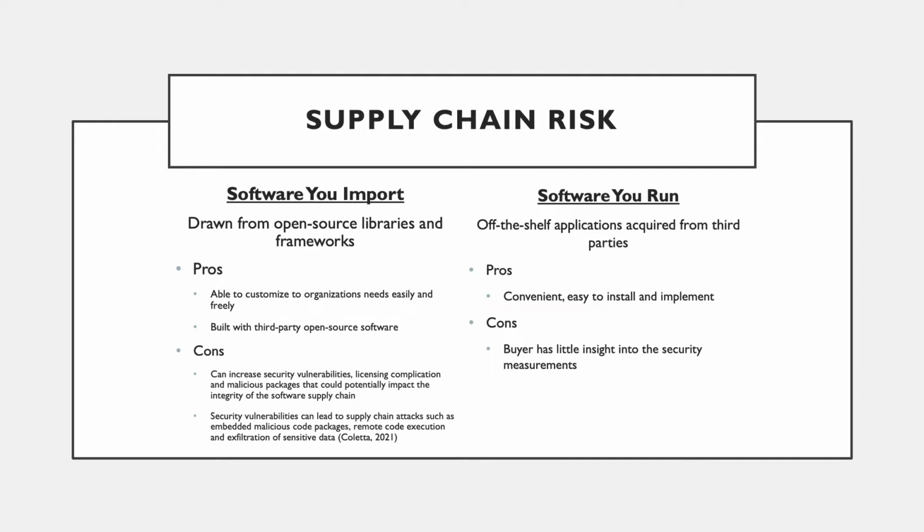Off-the-shelf software is acquired from third parties. While convenient and easy to install and implement, organizations have little insight to the back-end security measurements of the application, potentially leading to non-secure or undersecure data. Considering a supply chain risk management strategy will help New Zealand ensure the security and integrity of data, regardless of the software application chosen.